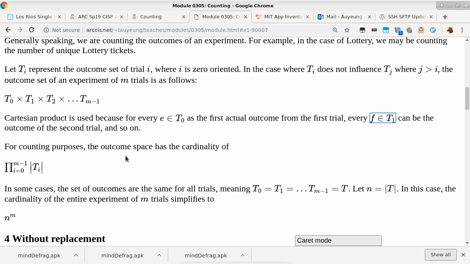So is that the Cartesian product in this case? It's not. This is arithmetic multiplication, because we are already taking the cardinality of the set. So what we are doing is we look at the cardinality of T0, T1, T2, and so on, and then multiply all of them together.